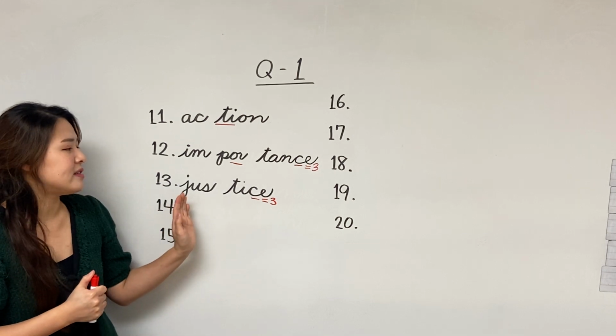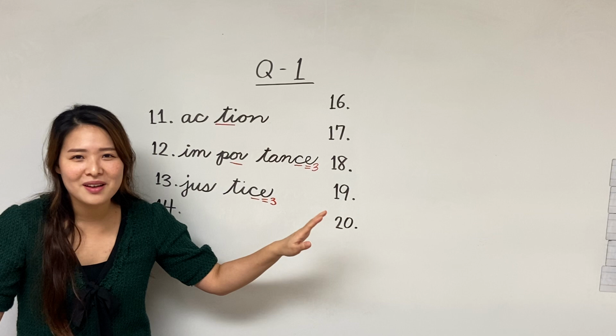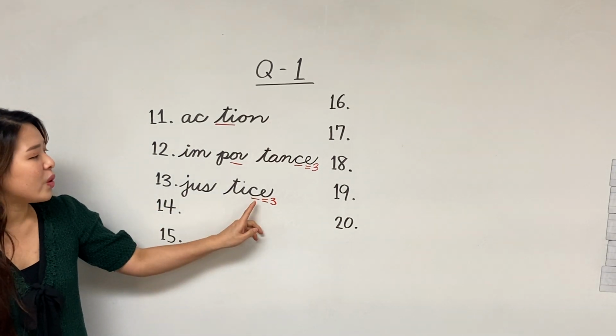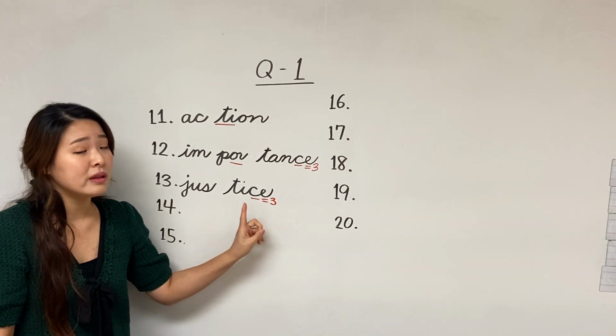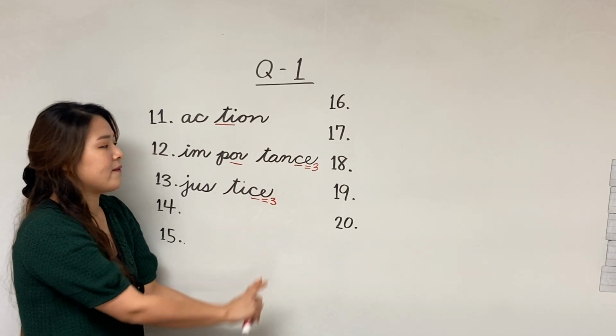Again, we don't say just-ice. No, it's justice. Smooth, soft, right? So make sure you put a 3 next to the silent final E. And don't forget to underline the C because C is being affected by the silent final E, okay?